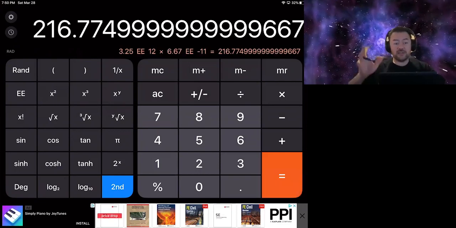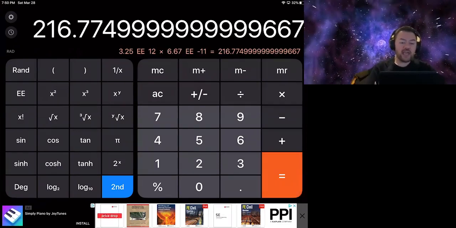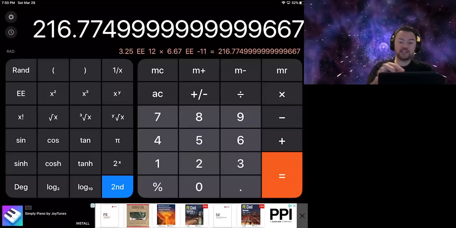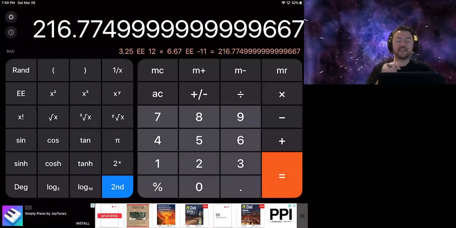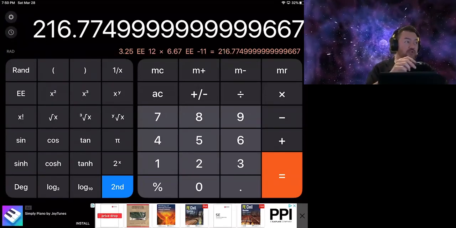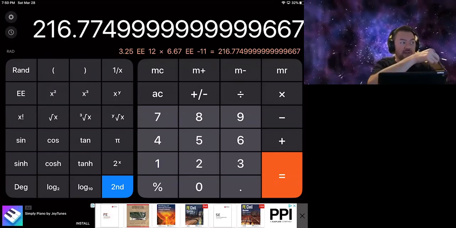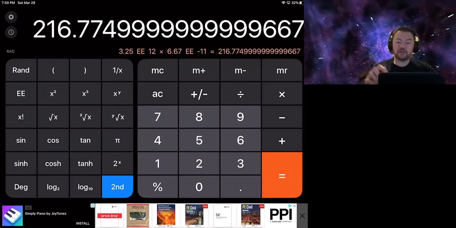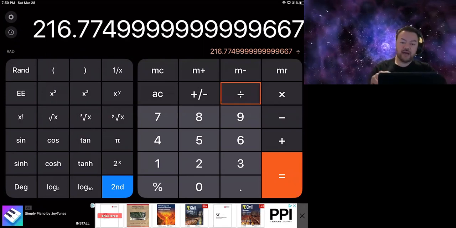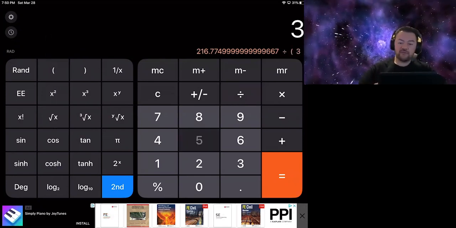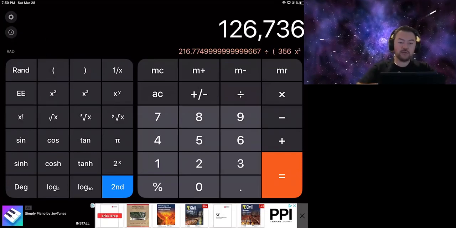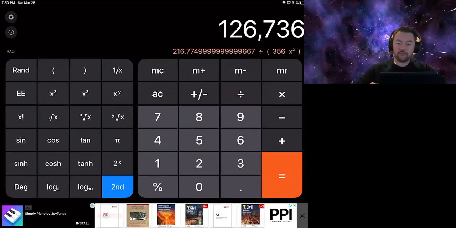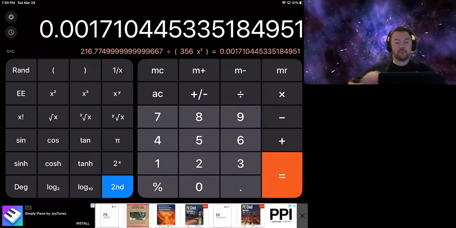All right, so it gives me 216.8. Cool. We're gonna take that number and divide it by that distance, which was, I gotta find it over here, 356 meters. We're gonna divide that by 356 squared. It's gonna give me that number.